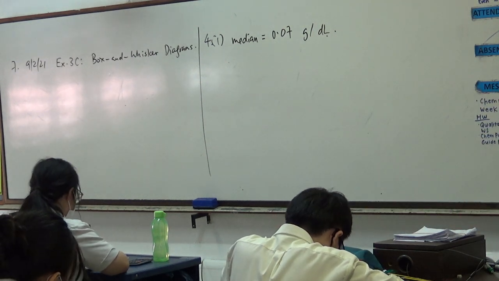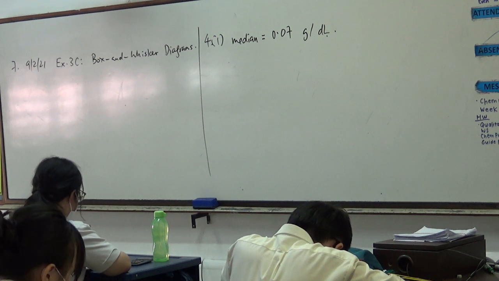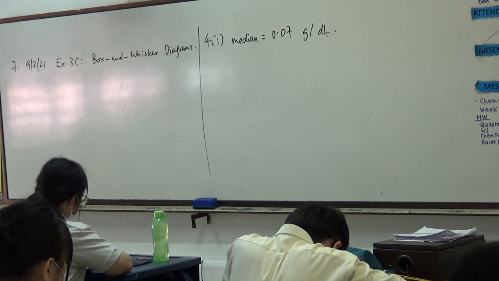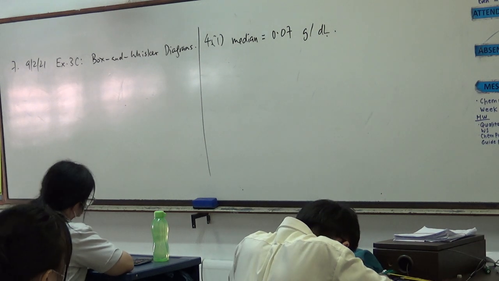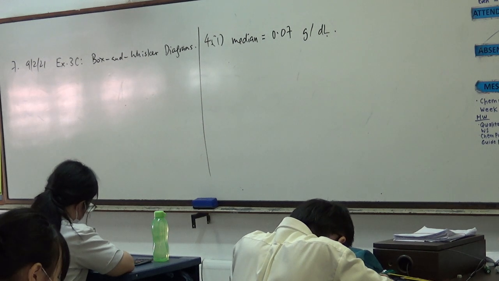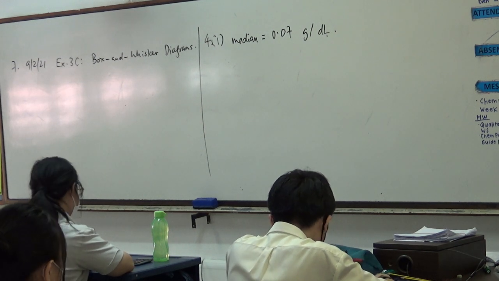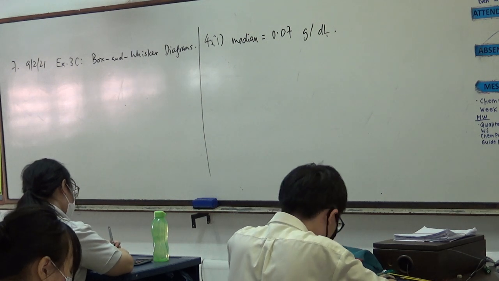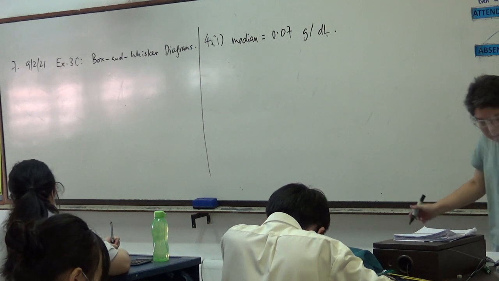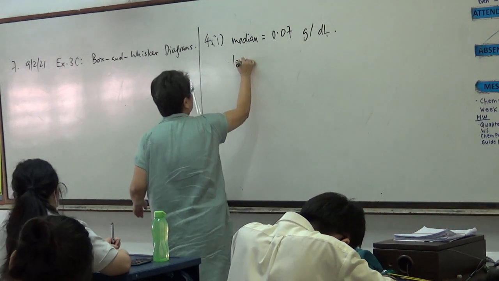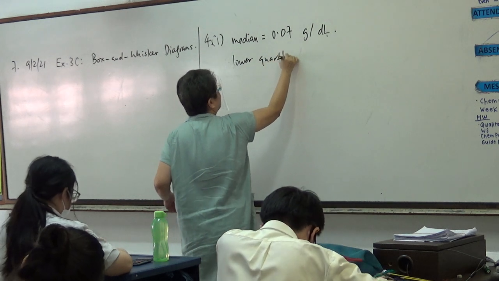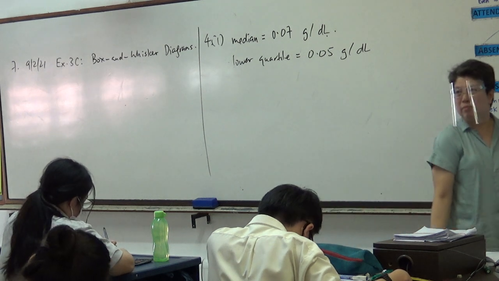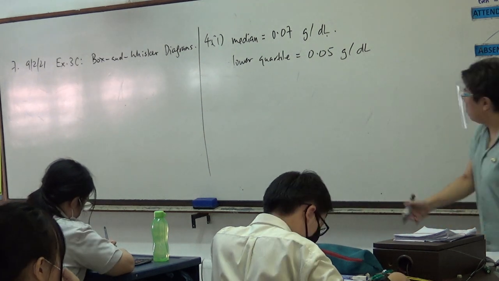Can? Like that one more already, you know? Read wrongly, also no answer. This one cannot read wrongly. Read wrongly, then it will not work. Understand? Okay, next one. This is exercise 3C. Next. What is the lower quartile? Yes, very good. Lower quartile? 0.05 grams per deciliter, right? Correct. What about the upper quartile?